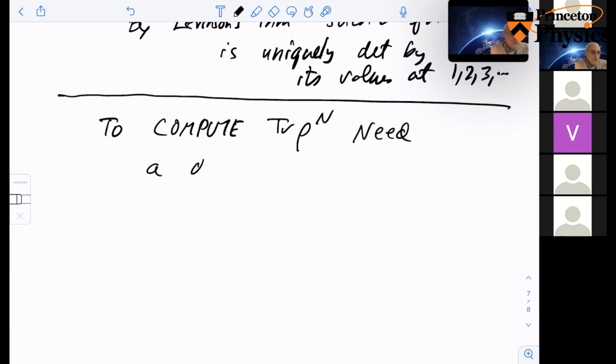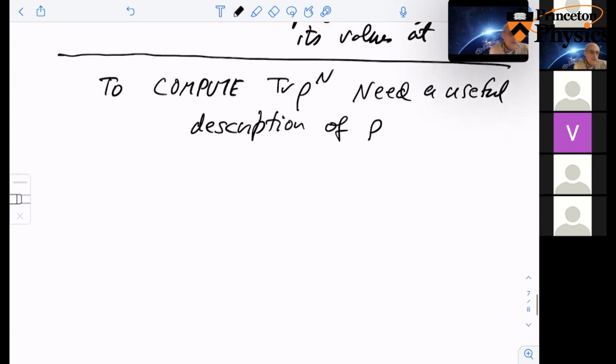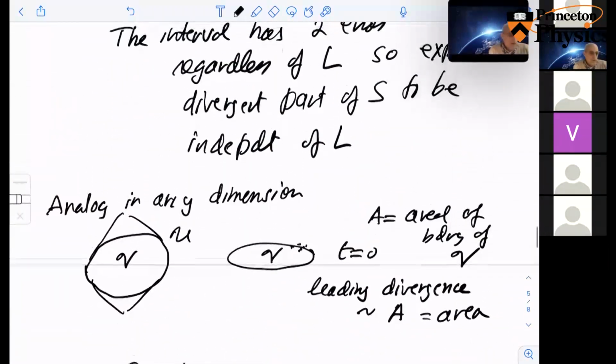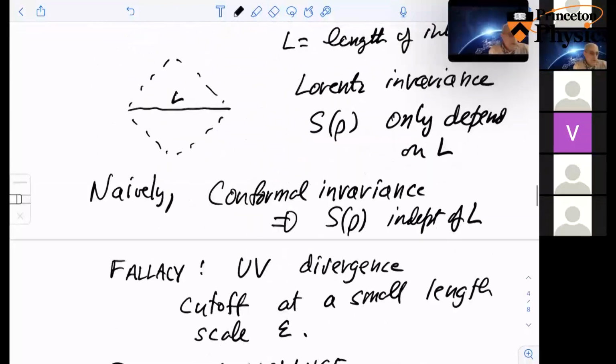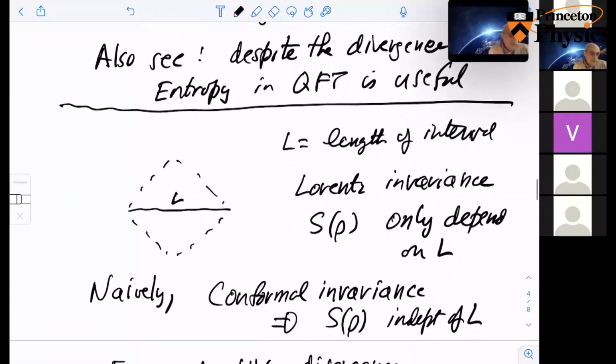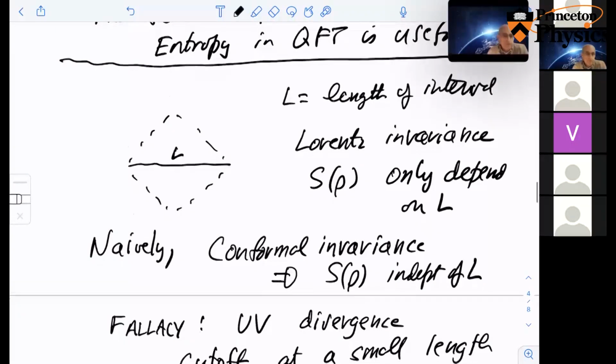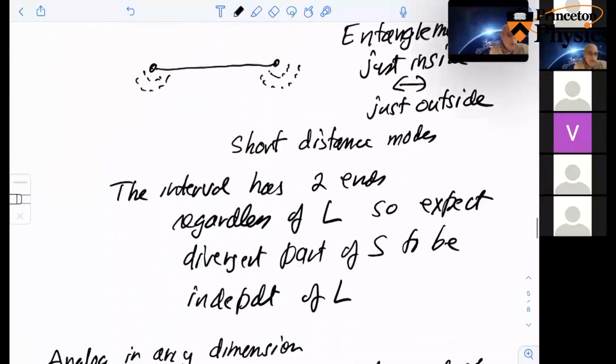Well, okay, to compute the trace of rho to the n, we need a reasonable description. We need a useful description, not just a description, of rho. And we can get that as follows. Sorry. There's something basic that no one asked me. I didn't state it properly. I said we're going to calculate the entropy of the density matrix, but I didn't say which state the density matrix would be for. So we're going to compute for the vacuum.